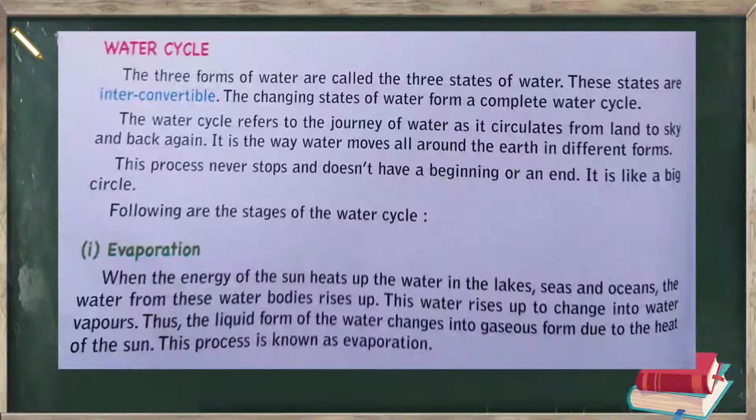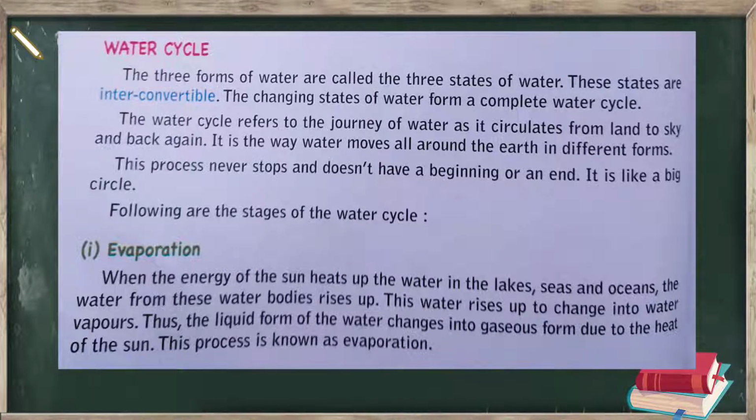So now let's see what the water cycle is. The three forms of water are called the three states of water. These states are interconvertible. The changing states of water form a complete water cycle. The water cycle refers to the journey of water as it circulates from land to sky and back again. It is the way water moves all around the earth in different forms.